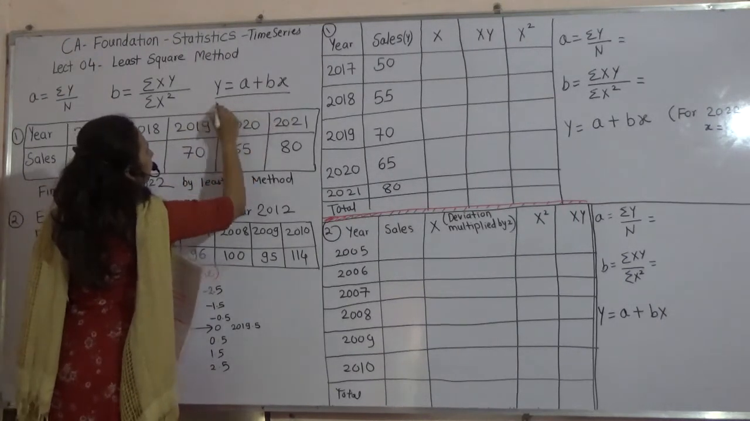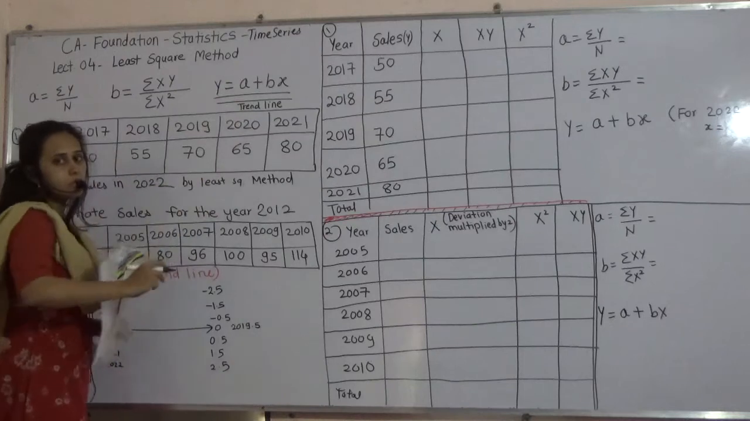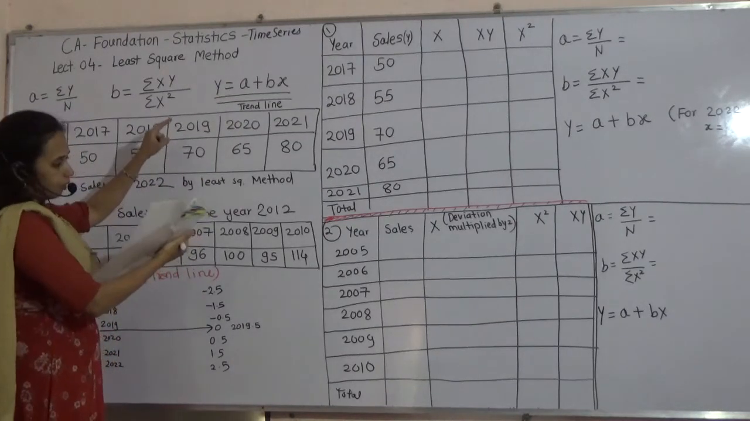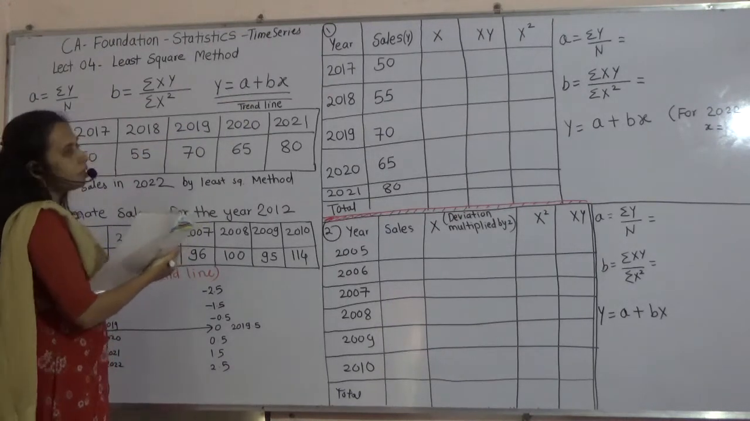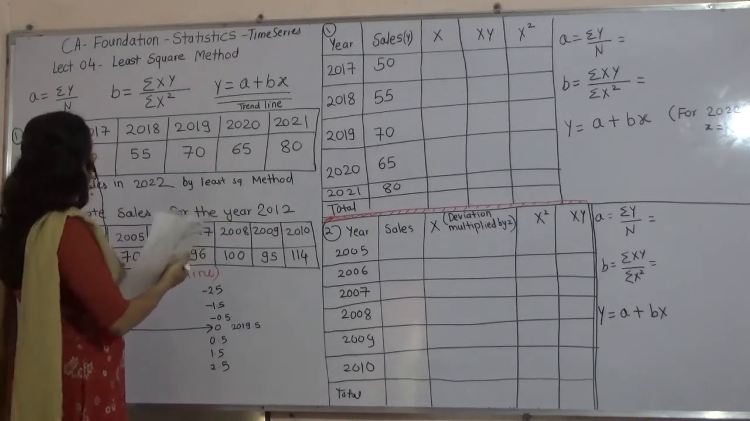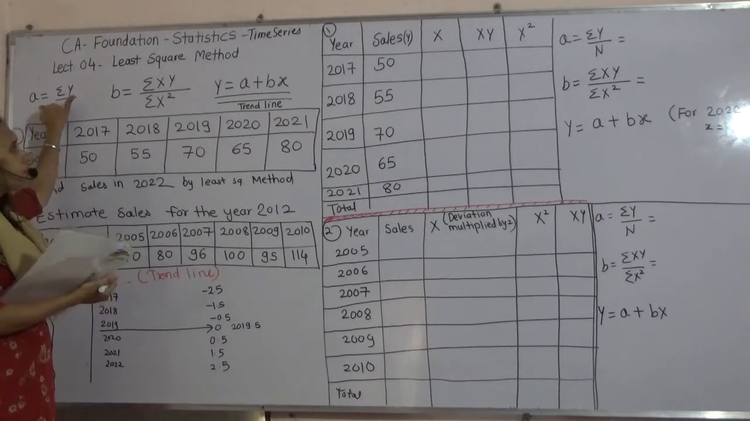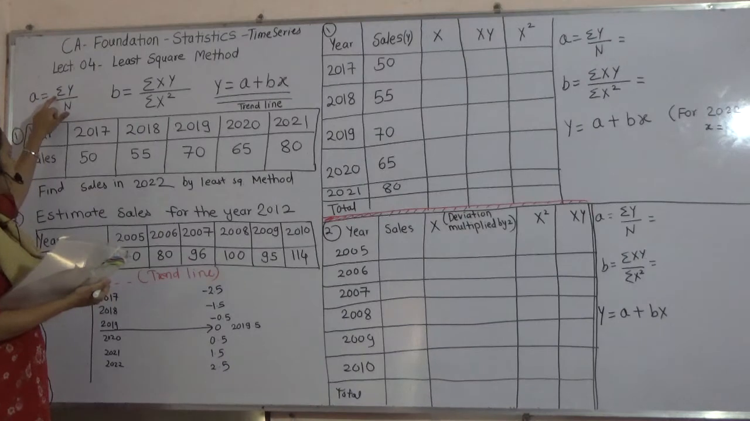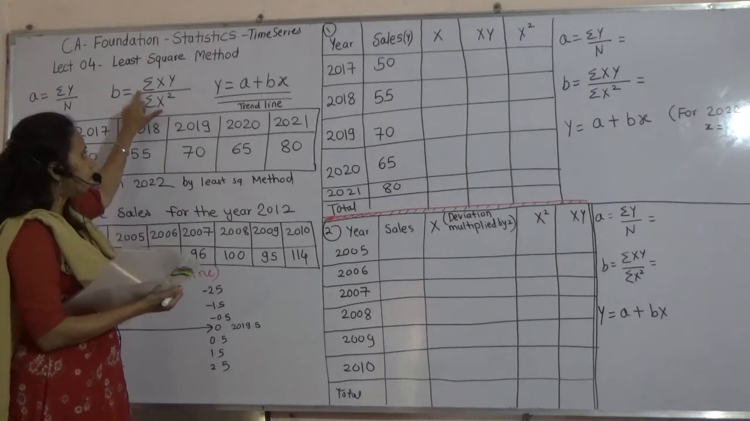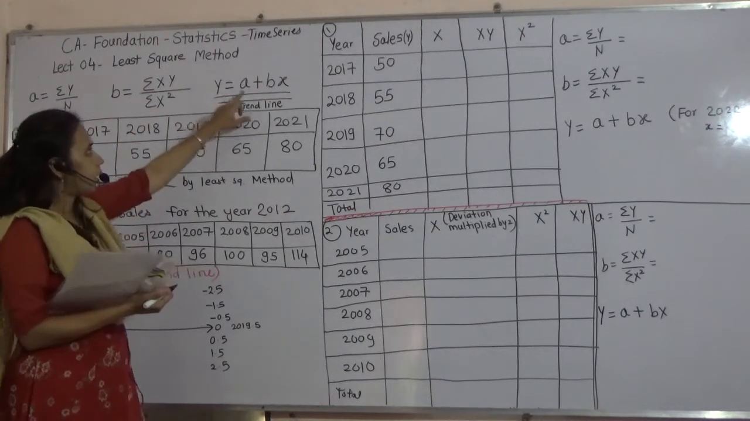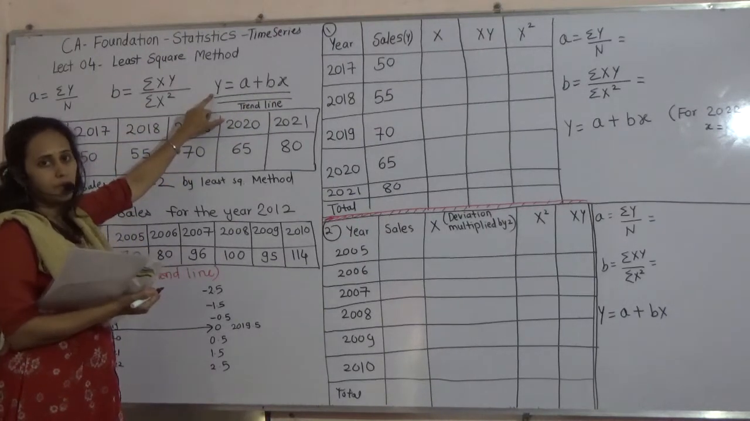This is our trend line. Remember this, we have to use this trend line, and in it A and B are our variables. A will remain constant and B is your slope. For calculating A we use this formula, summation y upon n. For B, summation xy upon summation x square. With this we will find A and B, and I will tell you how to calculate x. With this we will find y.